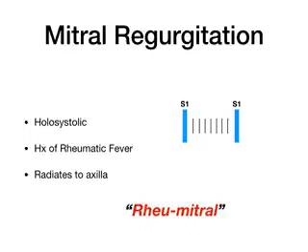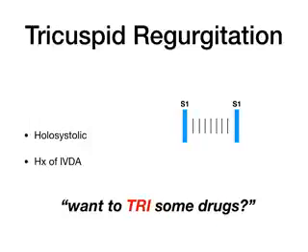That's mitral regurgitation. Tricuspid regurgitation is very similar. It's also holosystolic. Between S1 and, again, that should say S2, it's there the entire time. The tricuspid valve is always damaged when you have patients who have a history of intravenous drug abuse. So my mnemonic is, do you want to try some drugs?